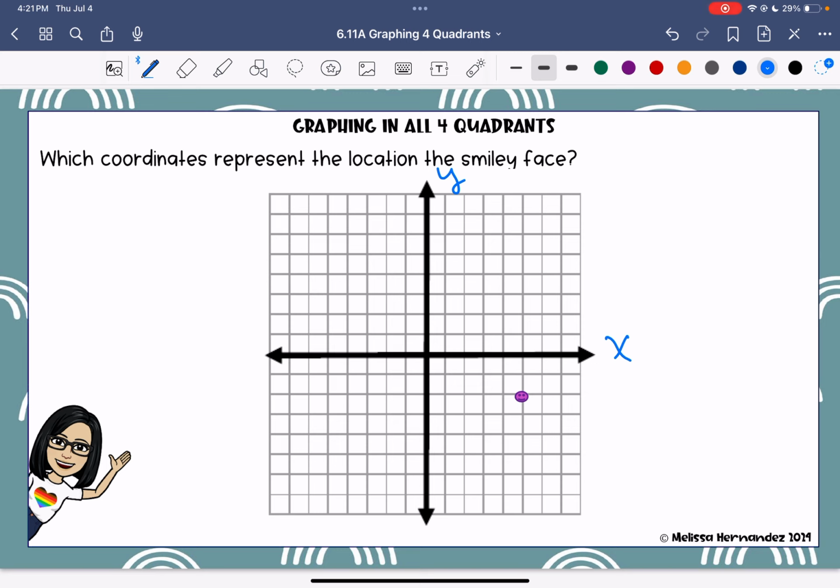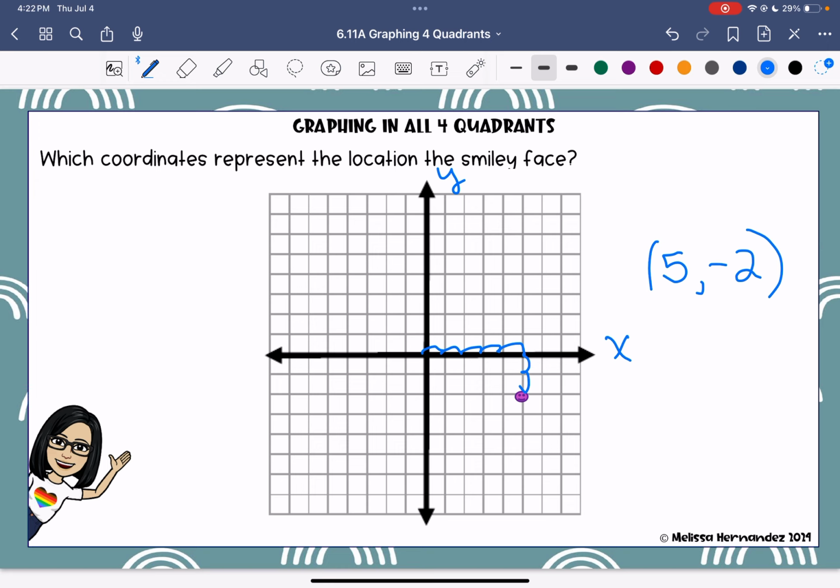You go to 0, 0, and as I said, we always start off with the x. So since we need to go to the right, it's 1, 2, 3, 4, 5. If you notice, I didn't start counting until I made that first hop. So for my x coordinate, it would be 5. Now I'm going to go below 1, 2. So it's negative 2. So the coordinates for the smiley face would be 5, negative 2.